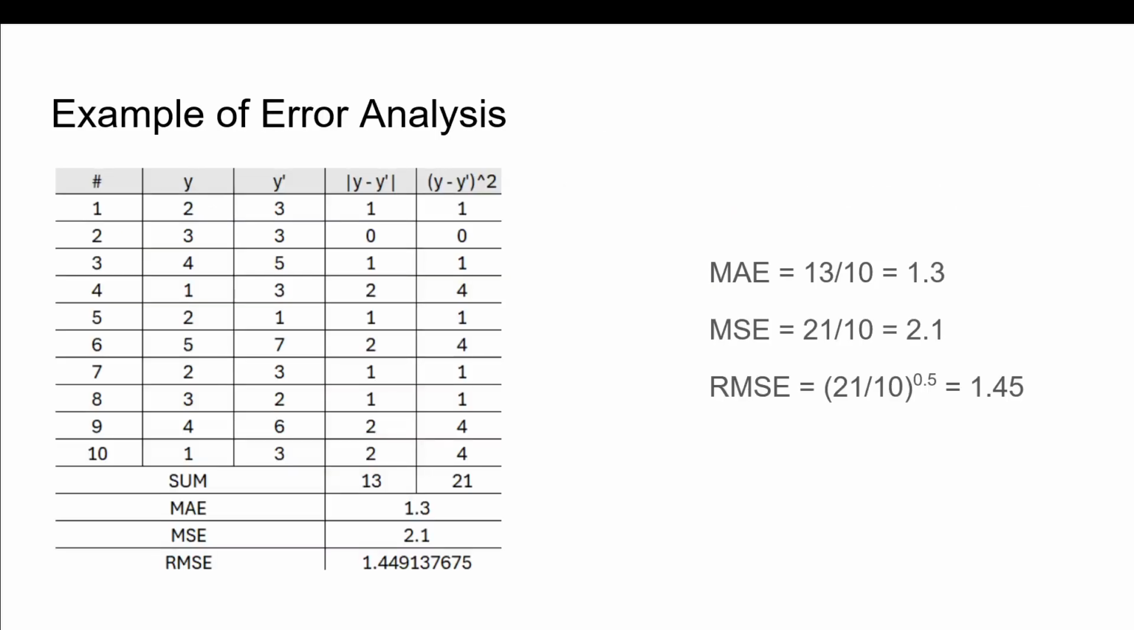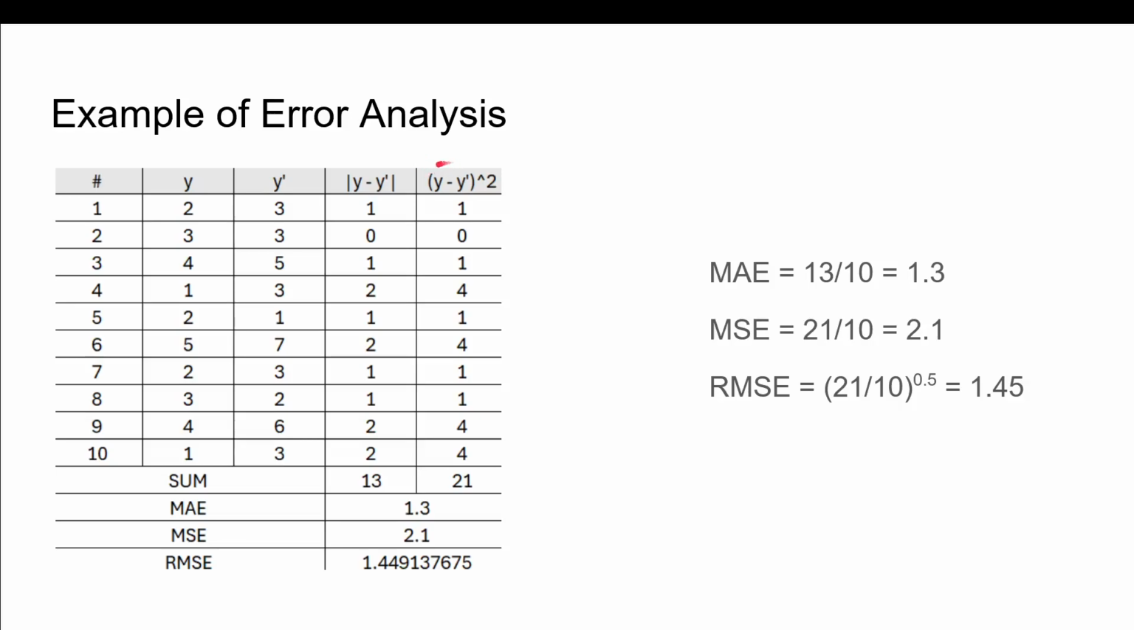Okay, let's continue. The example of error analysis. So perhaps, for example, you have this data over here. This is the real one, and this is the predicted one. If you want to compute this MAE, MSE, and RMSE, it is pretty simple. You can compute the absolute value of the difference between these two, which is actually 1, and you can compute it for the other instances of data.